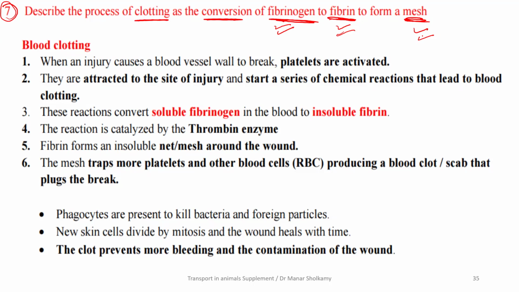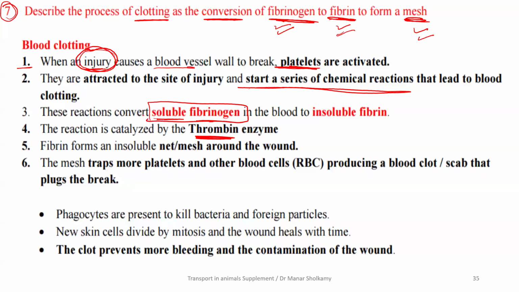So, blood clotting, you will write it like this in this order. There is an injury. It will cause a blood vessel wall to break. This is not important. You have to mention that we start with an injury. Platelets are activated. The thrombin enzyme is activated. These two are activated. They will start a series of chemical reactions that will do what? That will convert soluble fibrinogen. See, it is in red because some students were asking me, how do I know the keyword? The keyword is always in bold, either in black or red.